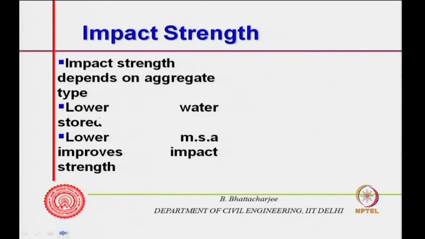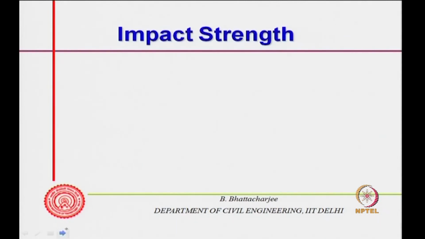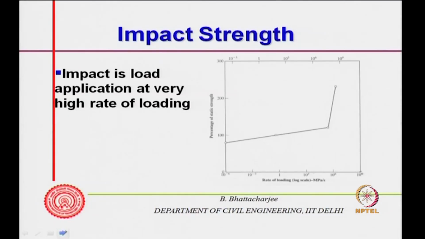Impact strength again can be related to compressive strength, and it depends strongly upon aggregate type. It is lower for concrete with higher water content, and a lower maximum size of aggregate improves impact strength, as shown by this diagram for different types of aggregate. This is the number of impacts it can take, the way it is measured, depending upon compressive strength. Both impact strength and abrasion are functions of compressive strength, and impact is loading at a very high rate, so the rate of loading is very high.